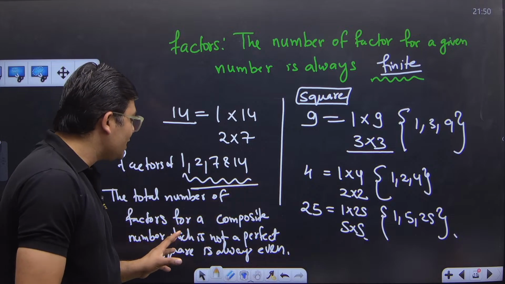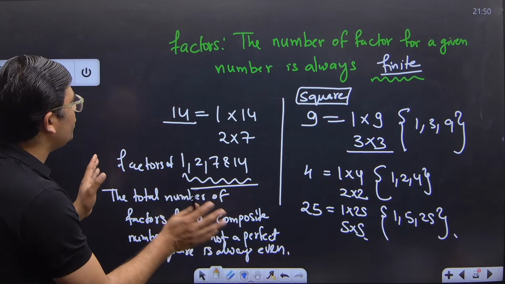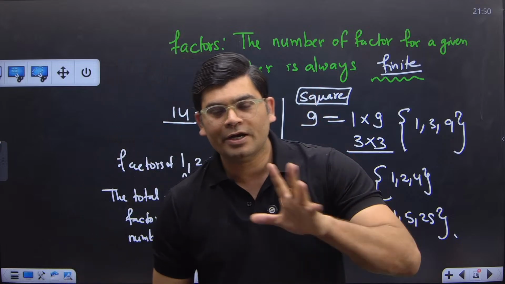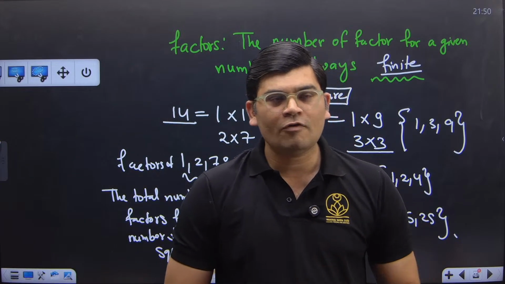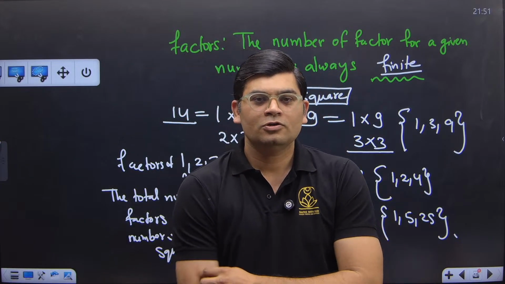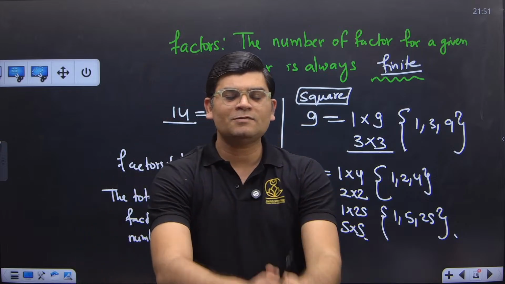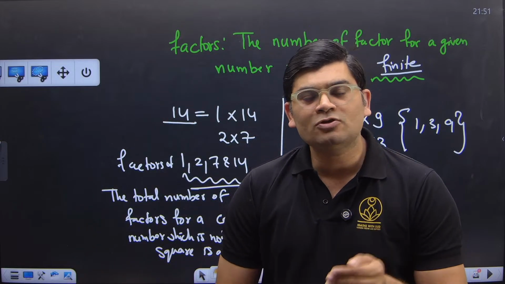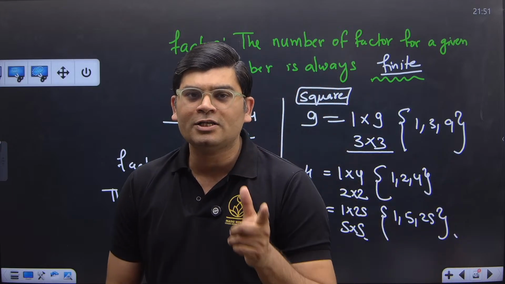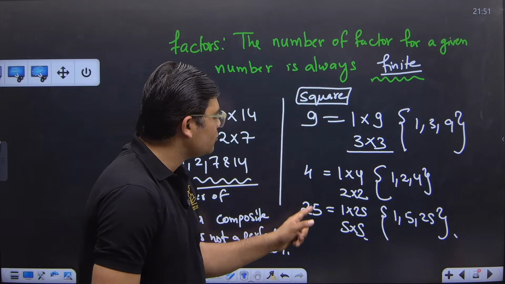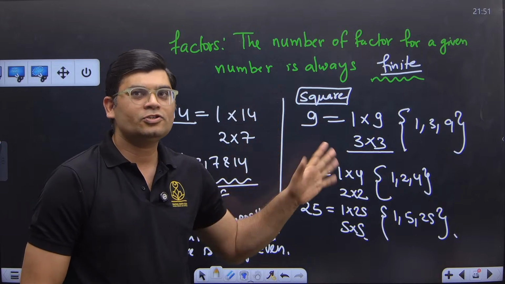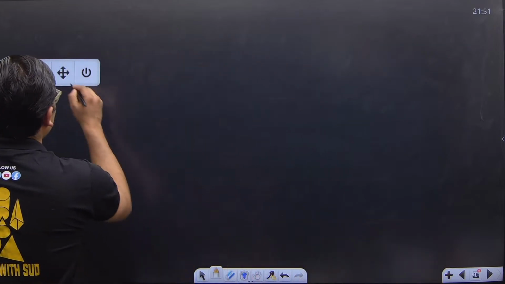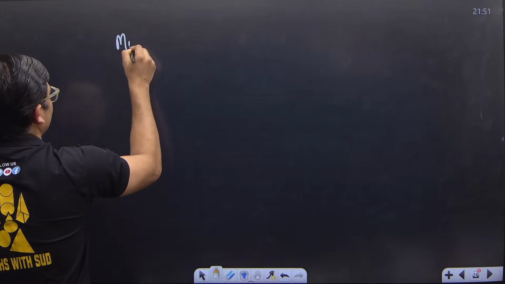So these are the basic statements which you need to know about factors. What is the highest factor of a number? The number itself. What is the lowest factor of a number? 1. So the total number of factors for a given number is always finite. We can count them, and it is always even if a number is not a perfect square, and always odd if a number is a perfect square. Understood? Now let us know some interesting facts about multiples.